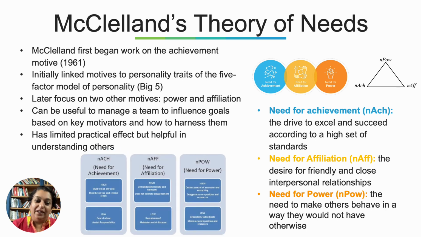In a team setting then, it's important to understand what elements of these 3 parts of McClelland's theory of needs different people have. If someone has a high need for achievement, they usually need to win at any cost. They must be at the top and usually need to receive credit. Someone who has a low need for achievement, on the other hand, often fears failure or tends to avoid responsibility. Have you found this in your group settings?